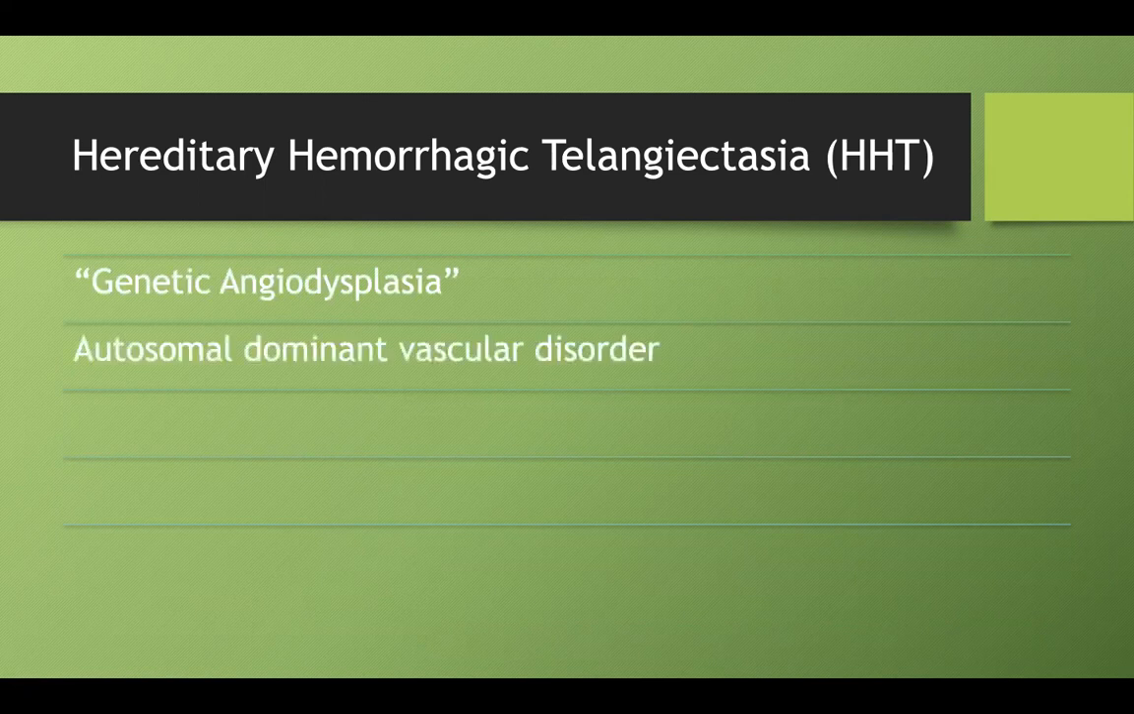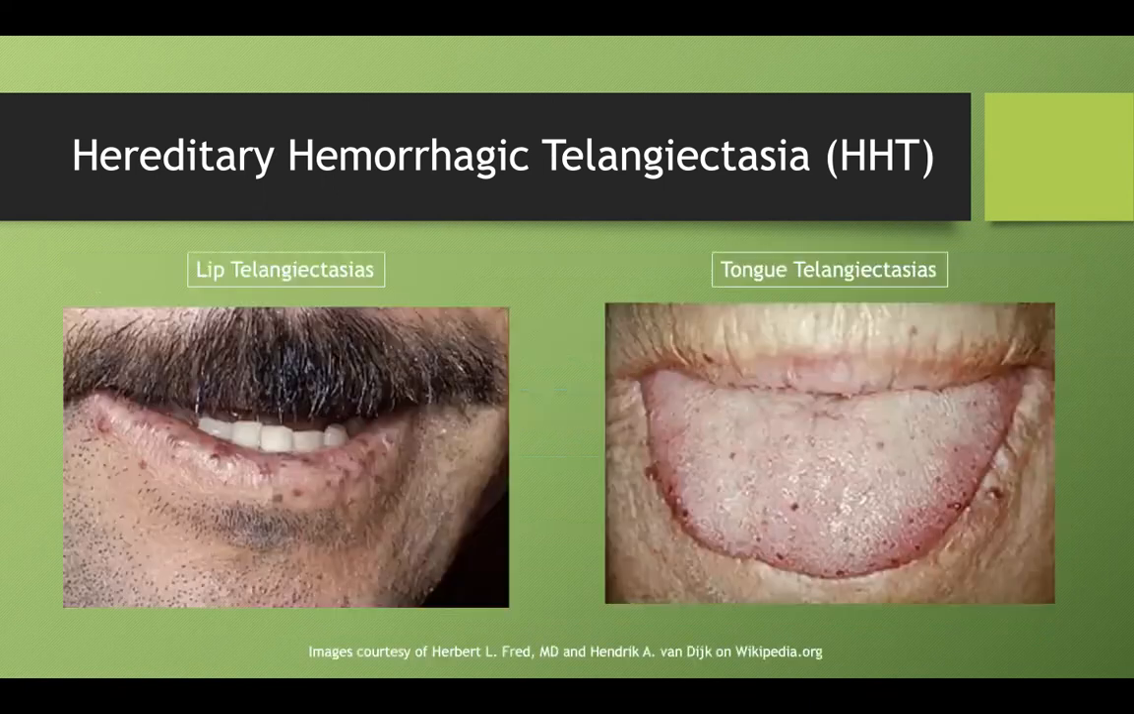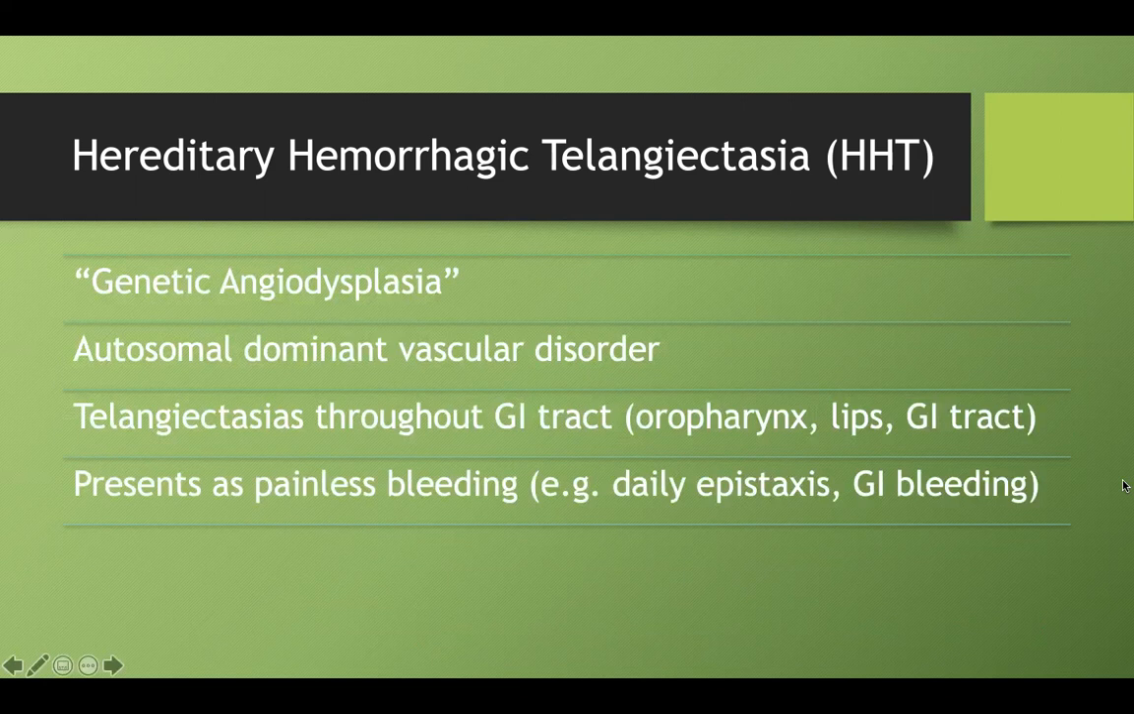So it's an autosomal dominant vascular disorder, and it's typified by what the name suggests, telangiectasia throughout the GI tract. I showed you this picture in the oral cavity lecture, and you can see lip telangiectasias and tongue telangiectasias. And this will present as painless bleeding. So it could be nosebleeds, any GI bleeds, and that's how it presents. And they'll usually give you a family member who's had it as well, to give you an idea that, okay, this might be a genetic condition.